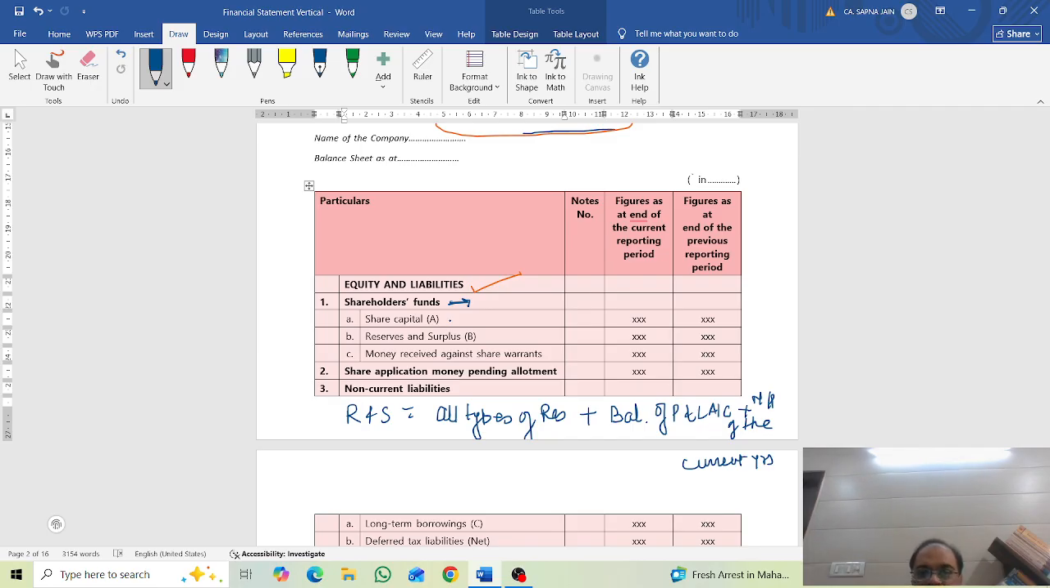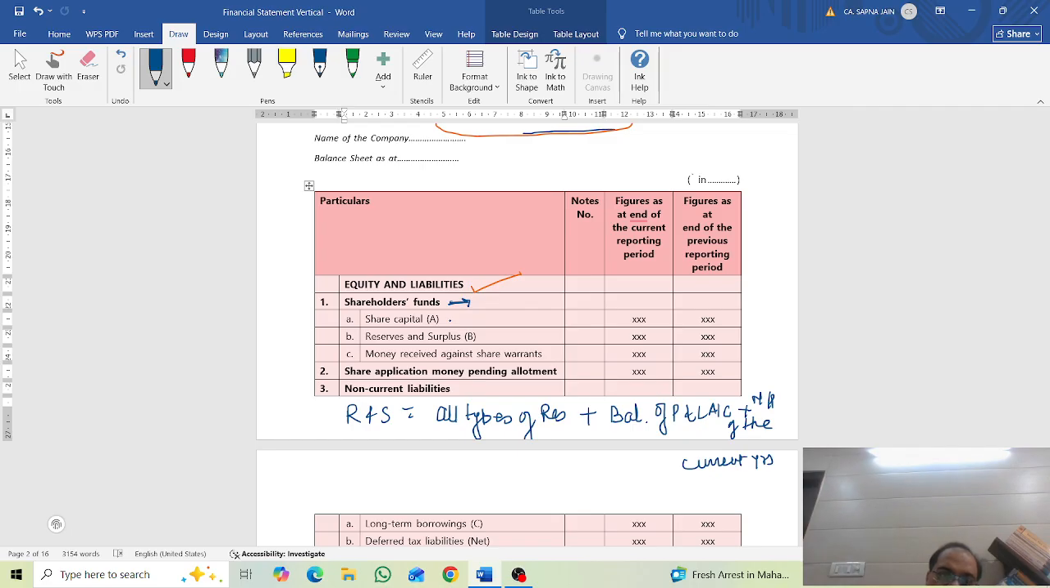First, we will prepare the statement of profit and loss account. From the statement of profit and loss account, we can find out the net profit or net loss. So net profit is a part of reserve and surplus, and we will show it in the balance sheet on the liability side. Third is the money received against share warrants. So in the shareholder funds, there are a total of 3 parts. First, share capital. Second, reserve and surplus, and third is money received against share warrants.